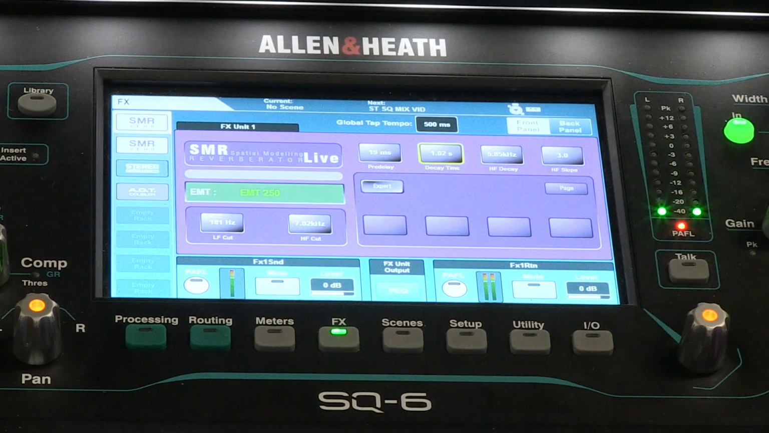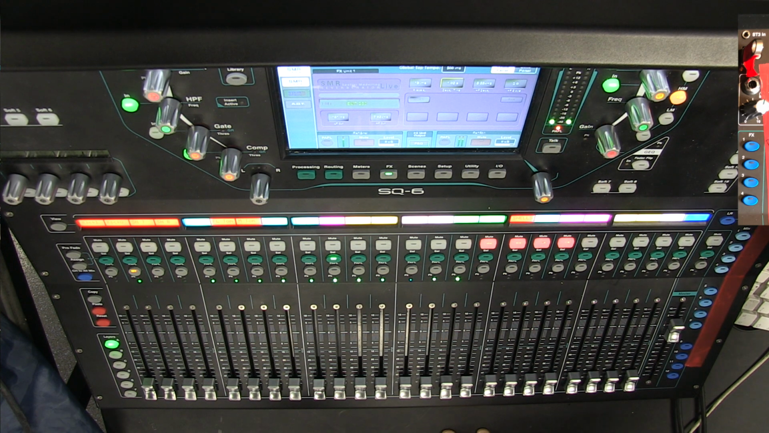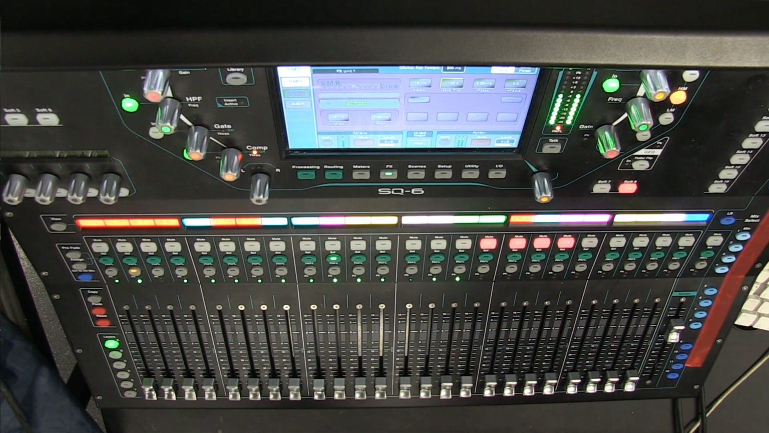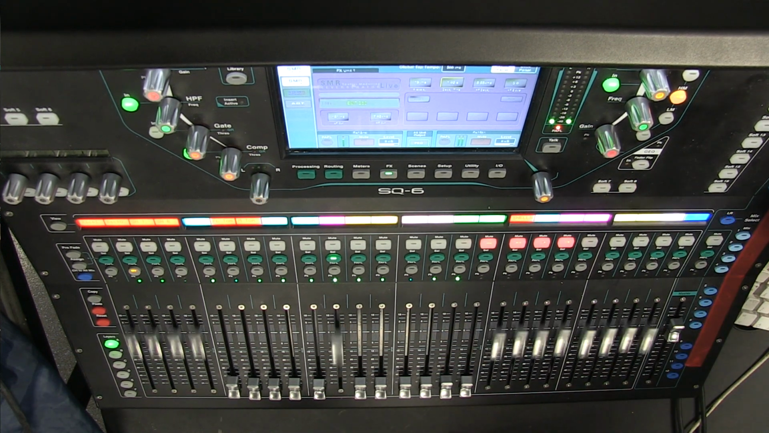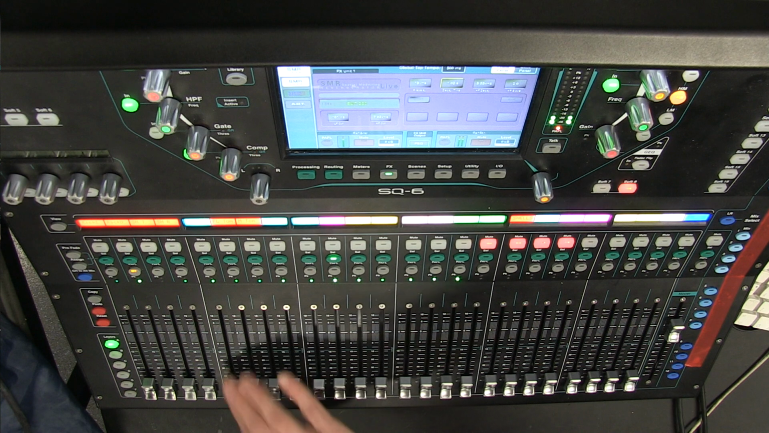How this desk sends effects is sends on faders. So if we press that, these are like 4 additional auxiliary sends, but they are dedicated to the effects engines, which actually means although it's a 12 bus console, it's 12 plus 4. And when this goes blue, that means that we're in sends on fader mode, and we're going to fade this up if we want some reverb. So let's have a listen to that.